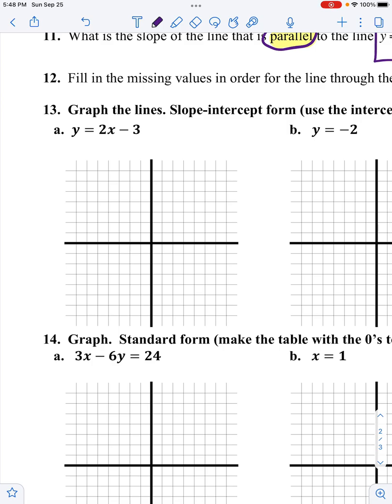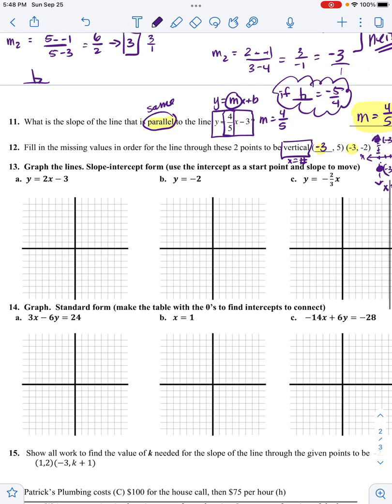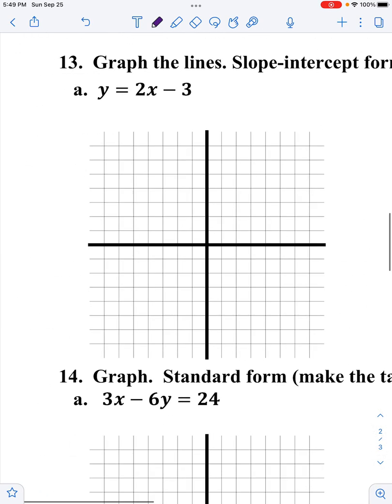Okay, so this is slope-intercept form, and it gives you a hint. It says use the intercept as a start point, and that's going to be on the y-axis because it's the y-intercept, and then the slope to move. So in this particular problem, this one's ready to rock and roll. I'm going to go ahead and start at negative 3 on the y-axis. So down 1, 2, 3.